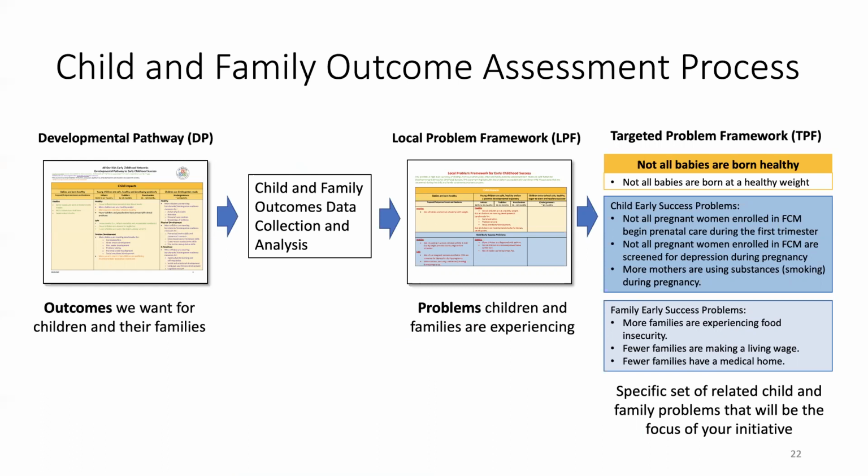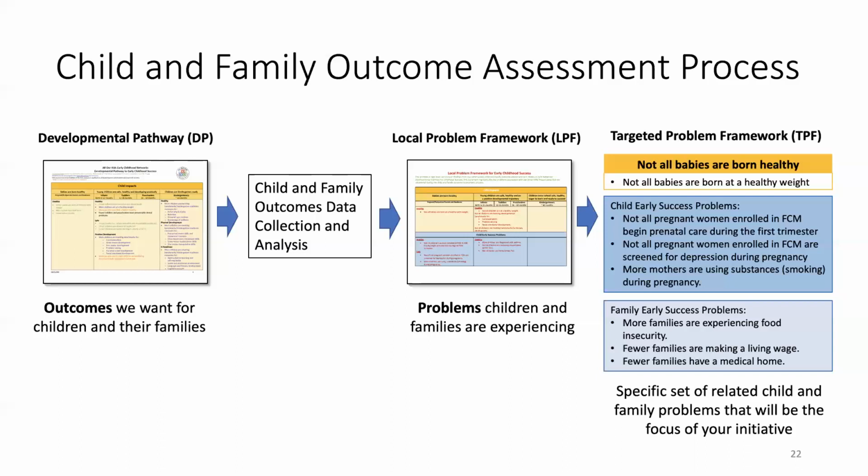And the difference here is that the local problem framework has all the problems we uncovered, and the targeted problem framework is going to be this more narrow, specific set of related child and family problems that you're going to focus on in your child and family initiative. So in this case, it's focused on not all babies are born healthy, with a number of problems that were uncovered. And you might notice here that these are all written as problem statements where we've just simply turned around the outcome into a problem.